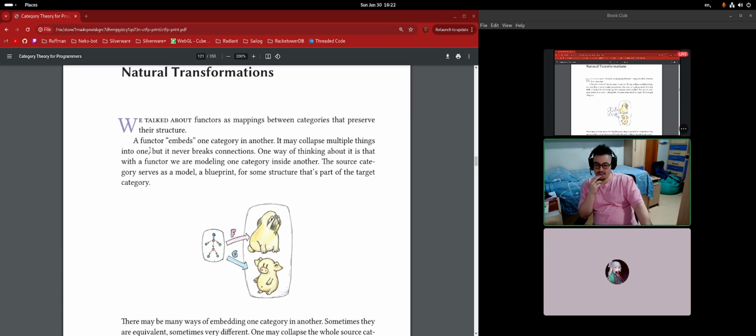So let's read this paragraph here. A functor embeds one category into another. It may collapse multiple things into one, but it never breaks connections. One way of thinking about it is that with a functor we are modeling one category inside another. I don't really buy this way of thinking about it though. To me it's very counterintuitive. To me functors are bridges. They are not the act of embedding.